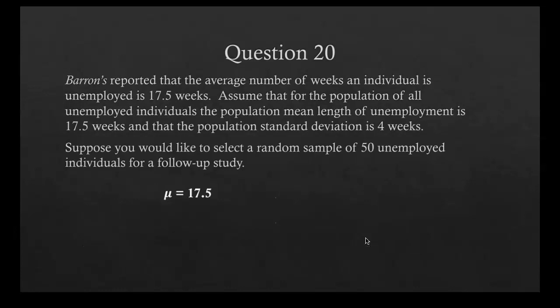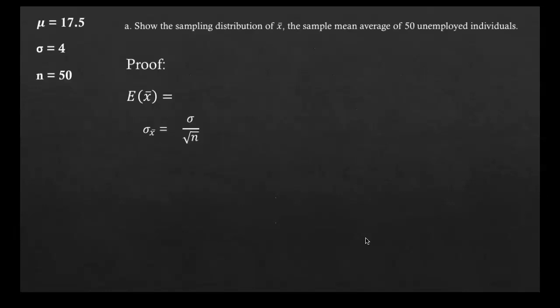So what do we know? We know that our mean is 17.5. We know that our population standard deviation is 4. And we know that our sample size is 50. So using all of that, we can now show the sampling distribution. This means that we're going to need to prove that this is normally distributed. We need to show its expected value, its standard error, and draw the bell curve.